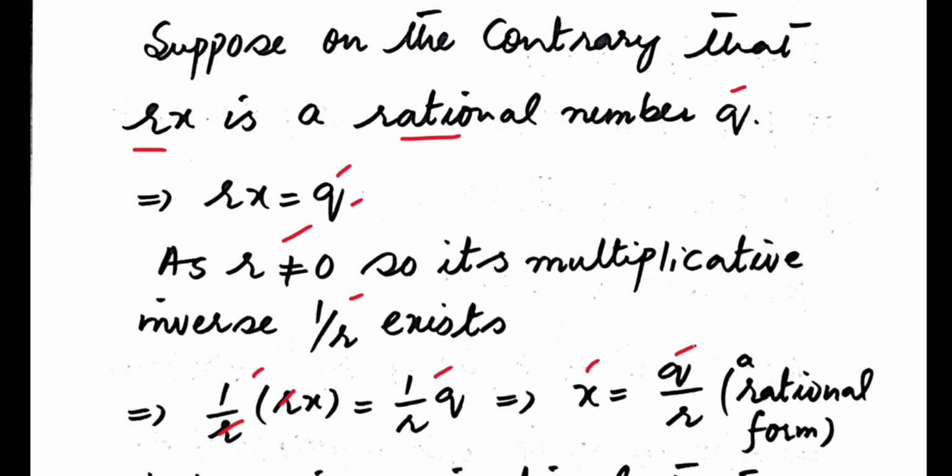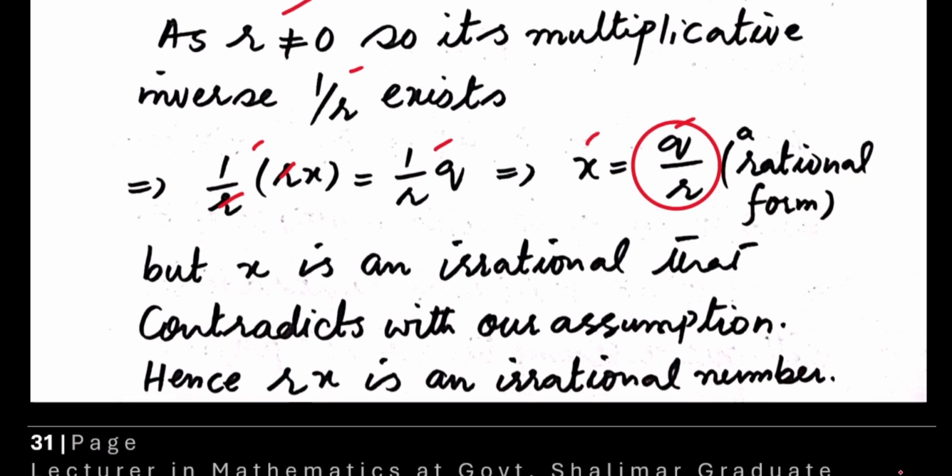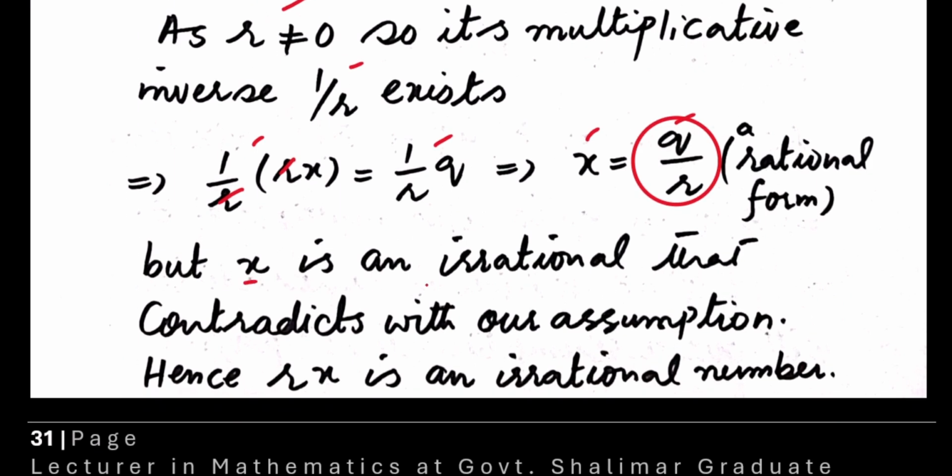By using the associative property, this will be cancelled, and on the left hand side we have X is equal to Q over R. As Q is a rational number and R is a rational number also, and we know that the quotient of two rational numbers is again rational, this is a rational form. But X is an irrational number, which contradicts our assumption. Hence Rx is an irrational number.